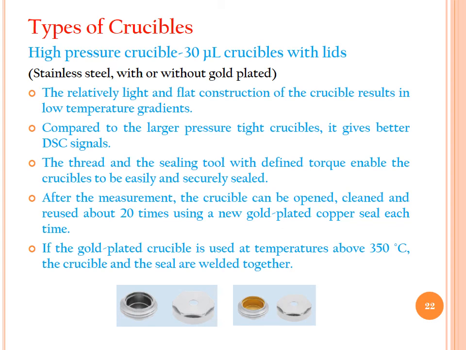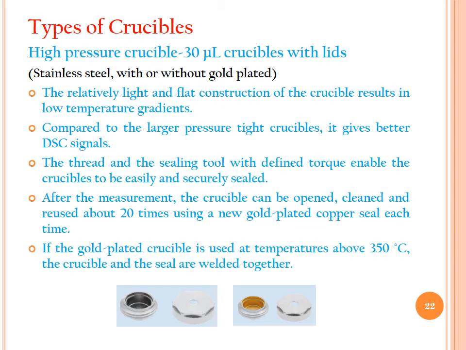Now another type of pressure crucible, that is the high pressure crucible, of 30 microliter capacity. These are also used with lids. The high pressure crucibles are also made of stainless steel. These crucibles can be used with or without gold plating, to hold the sample.